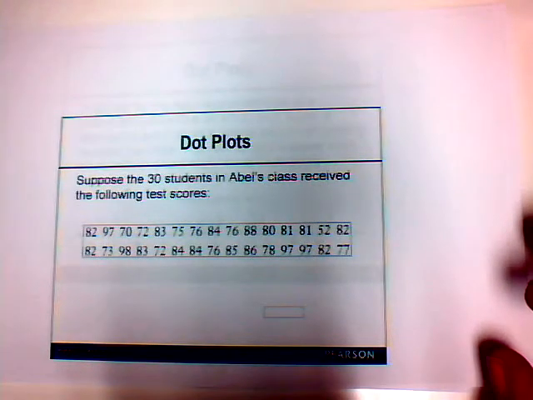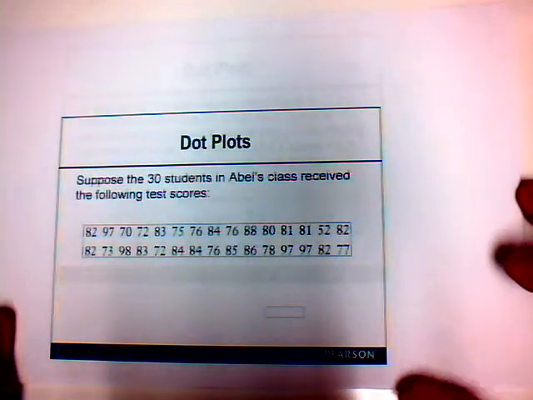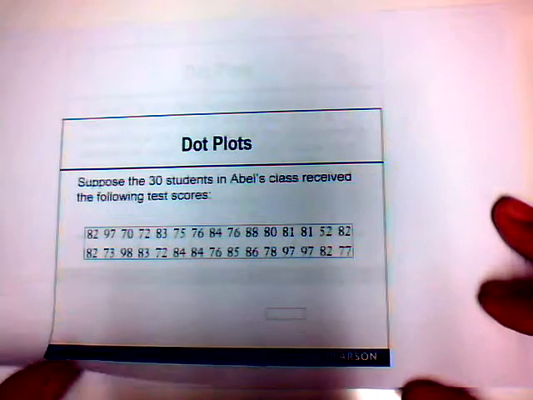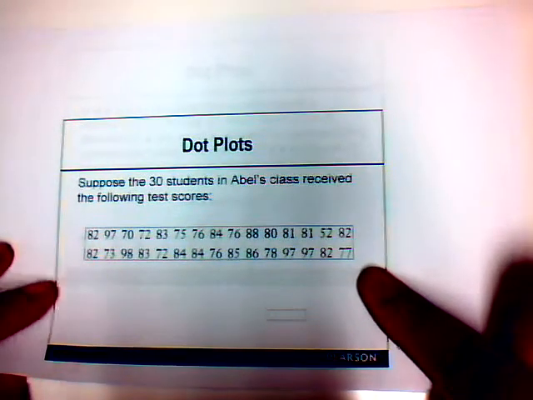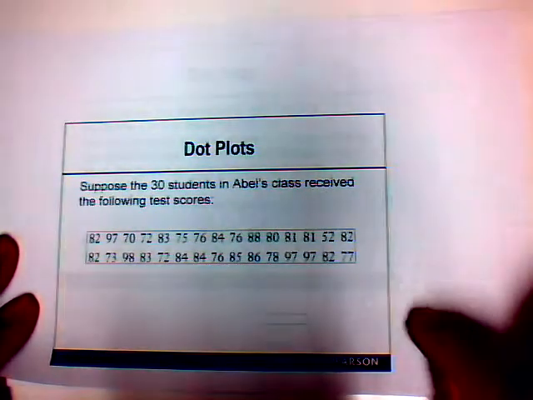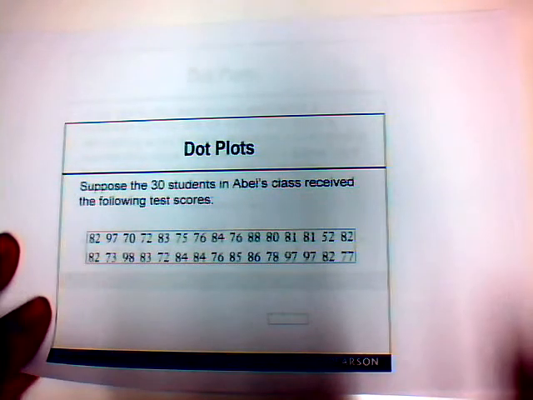Like in this example here, suppose 30 students in Abel's class received the following test scores. And this is a list of all the test scores of those 30 students. And we want to construct a dot plot from this set of data.